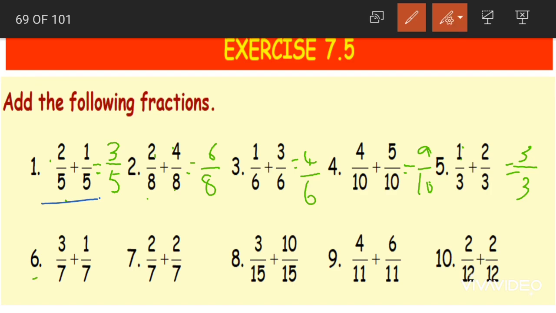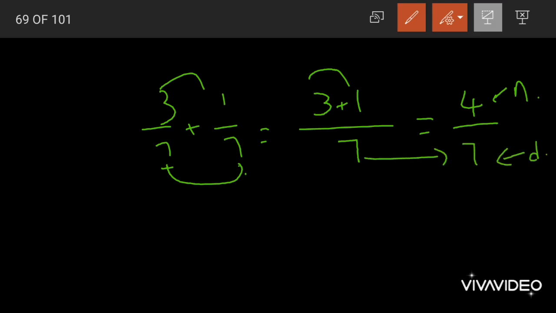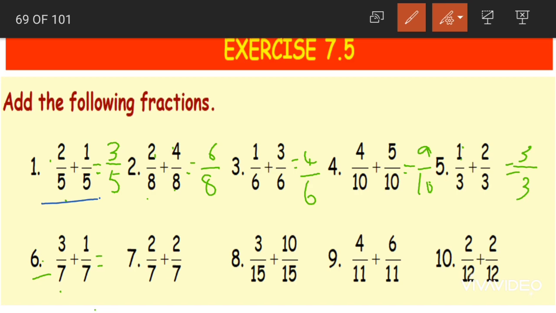Understood, children? The next one, 3 by 7 plus 1 by 7. Again, what should we do? As these two are like fractions, we simply add the numerators together. 3 plus 1 divided by our common denominator 7. So 3 plus 1 becomes 4. So 4 is our new numerator divided by 7, which is our denominator. So 3 by 7 plus 1 by 7 becomes 4 by 7.